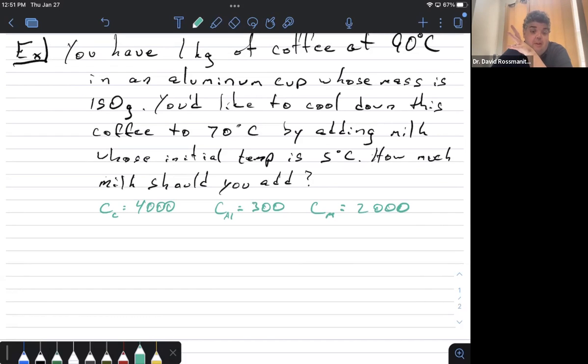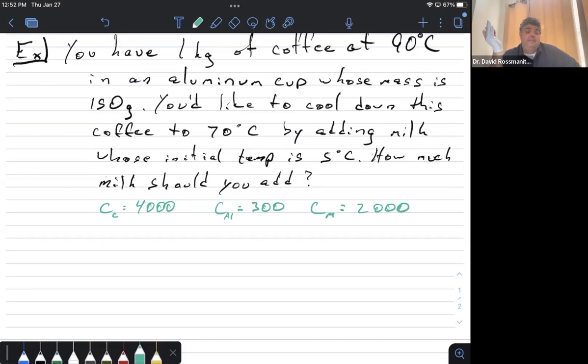If you were doing this in reality, of course, you'd look up on Google or in your textbook a table of values, and you'd say, well, coffee is pretty much the same as water. So specific heat of water is 4186. Specific heat of aluminum, I'd look it up, whatever it is in a table. And for milk, I'd look it up and I'd have real values. But just to have values that are kind of clean, I'll use these. All right, so there we go.